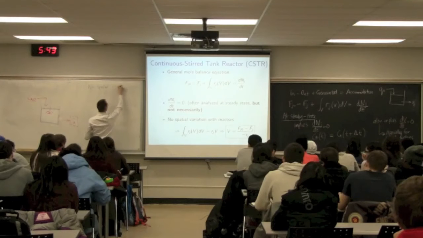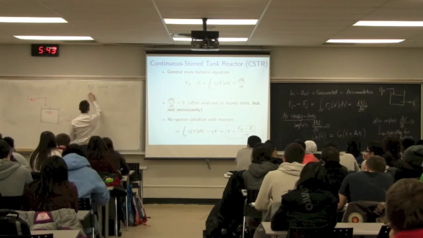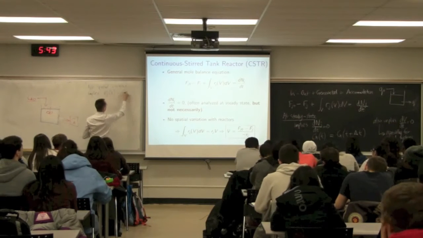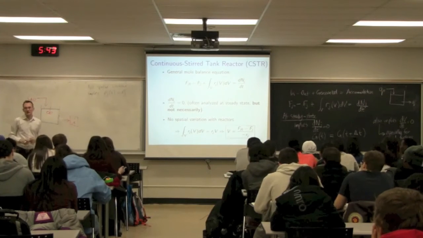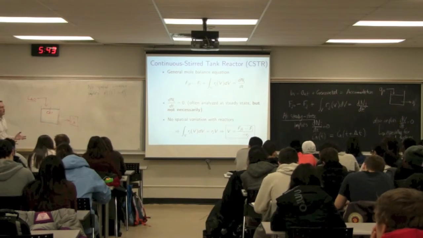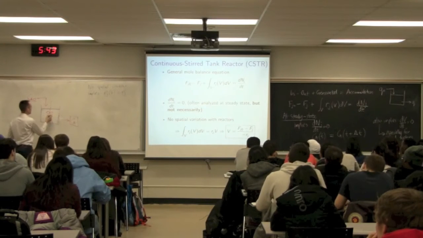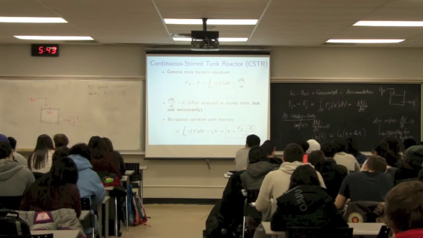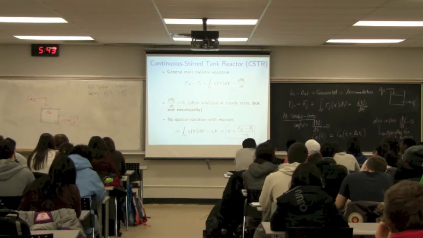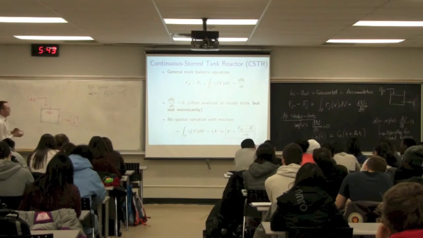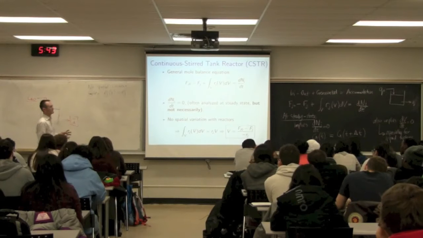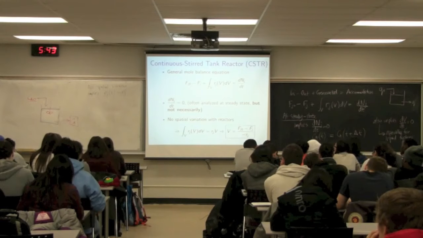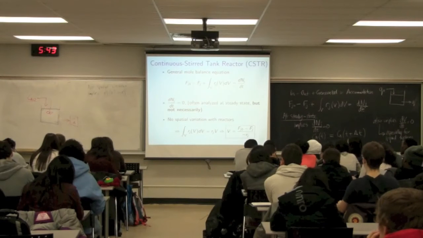No spatial variation implies we can write Rj of V is simply just Rj. In other words, the reaction rate is not a function of where we are inside this volume. So whether we're in the top left or the bottom right, the reaction rate is the same value. This is not going to be true for the next reactor that we look at. Okay, so this is why I find it key to go through it reactor by reactor, understand what the key assumptions are, so that when you plug into your mole balance, you can understand what you can cancel and what you cannot cancel.